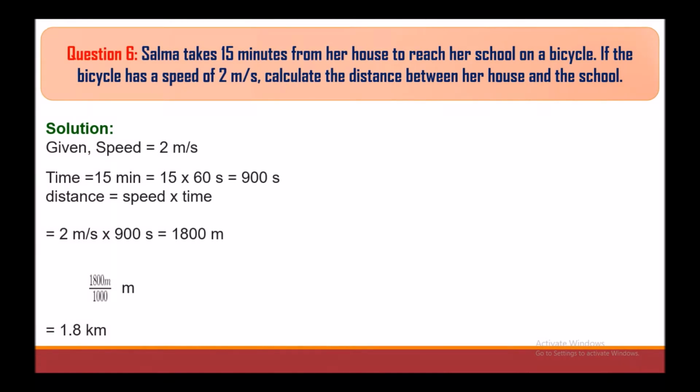Question 6. Salma takes 15 minutes from her house to reach her school on a bicycle. If the bicycle has a speed of 2 meters per second, calculate the distance between her house and the school.